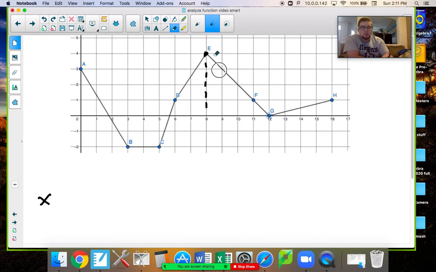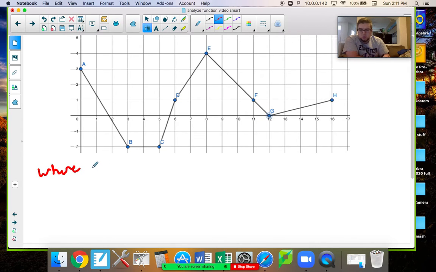We can also use this graph the opposite way. And those questions will say something like this. Where does f of x, where does our function, this whole graph, this whole thing's our function, equal 3? So where on this graph do I have an output of 3? So we actually do this in reverse.